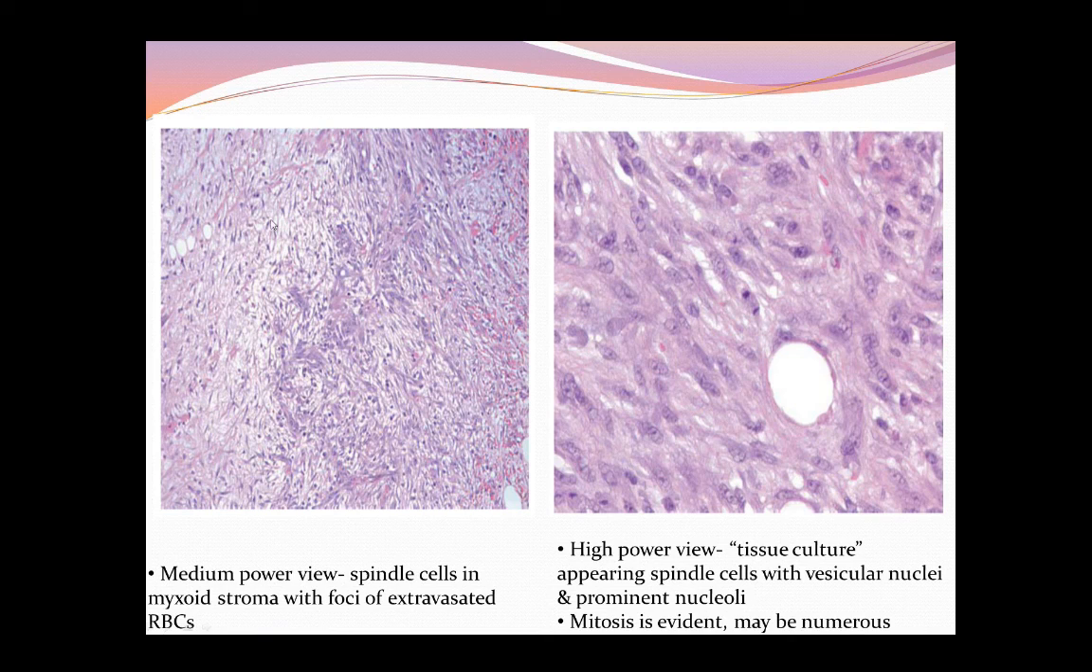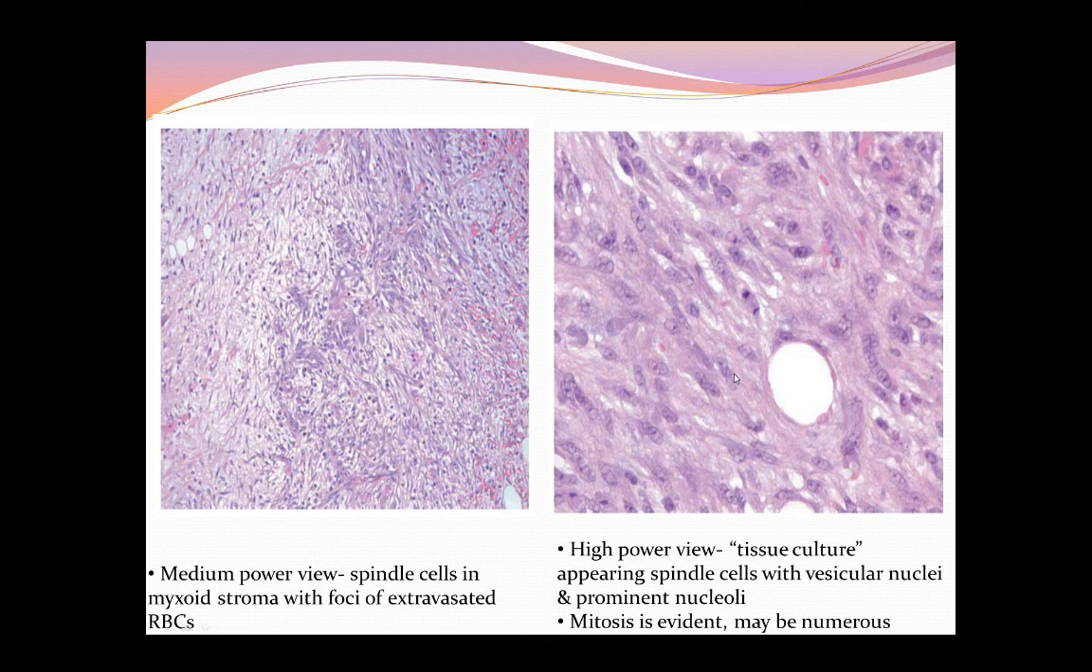This figure highlights the myxoid stroma and this characteristic so-called tissue culture fibroblast, myofibroblast, extravasated erythrocytes, and scattered lymphoid aggregates. It's the high power view showing that tissue culture appearance and vesicular nuclei, prominent nucleoli, and mitosis. Mitosis can be numerous, and that can be a pitfall.